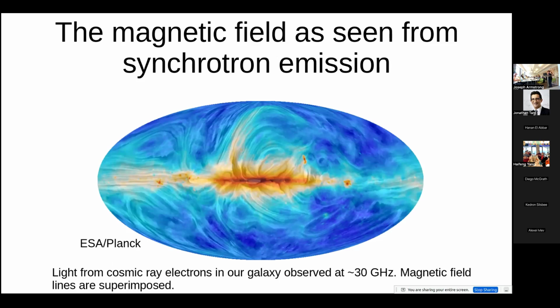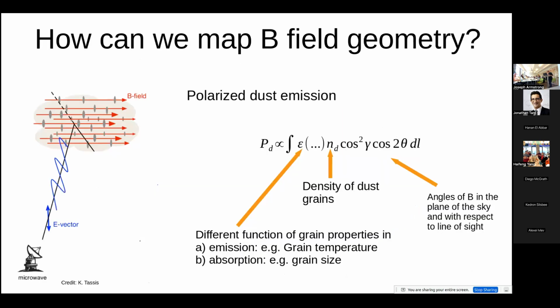You can see various features that we can talk about, but for now, let's move on to the rest of the probes of the magnetic field. The next probe is polarized dust emission. Now, you know that there's dust in the ISM. Particles that are of order 0.1 microns and a little bit larger, they are typically aspherical, and they get aligned with their short axis parallel to the magnetic field lines, as shown in this cartoon.